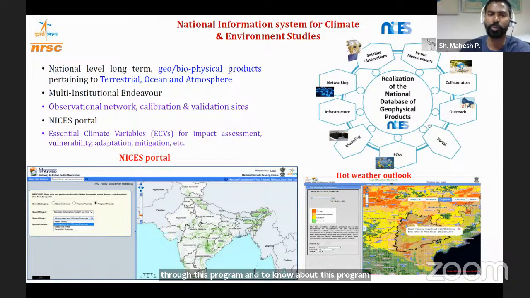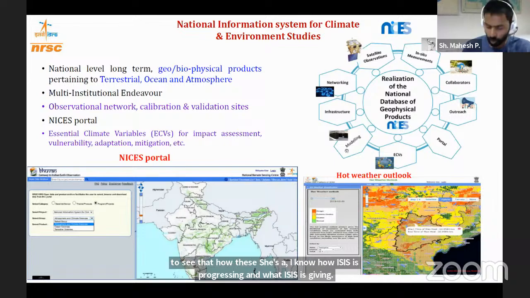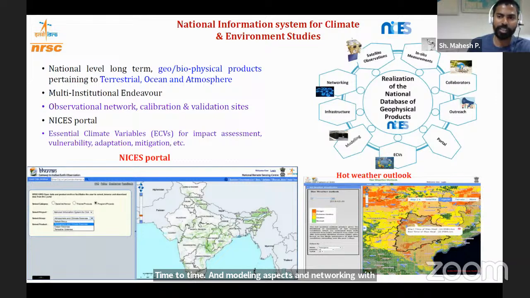we are also conducting outreach programs to show how NICES has evolved, how NICES is progressing, and what NICES is giving from time to time. And modeling aspects, and networking with the people, and networking of the observations. So these are all integrated to give better information from NICES.